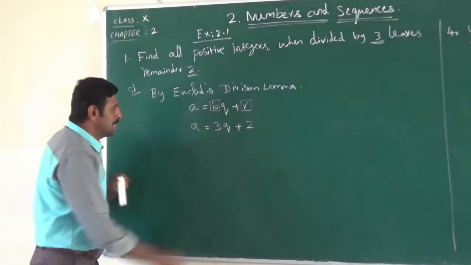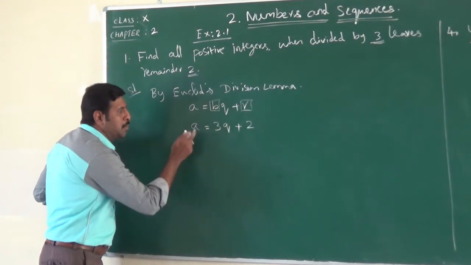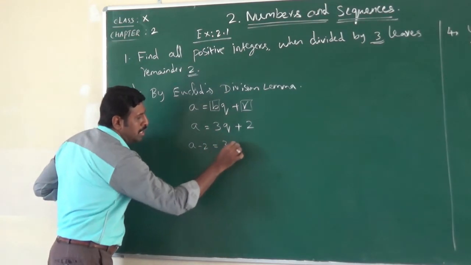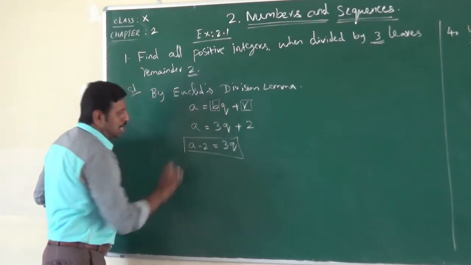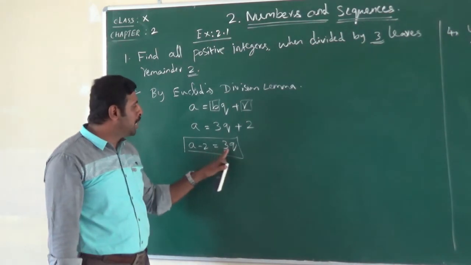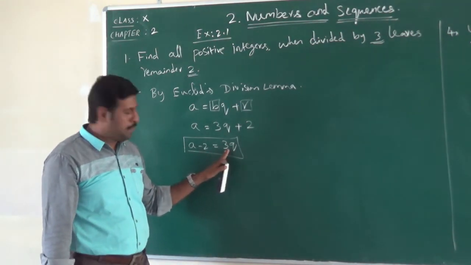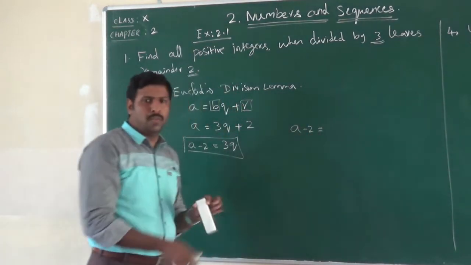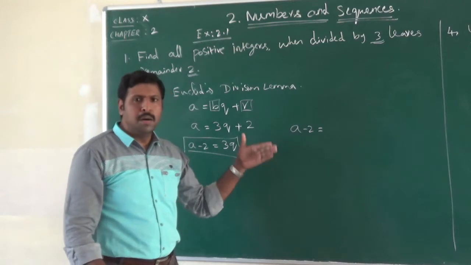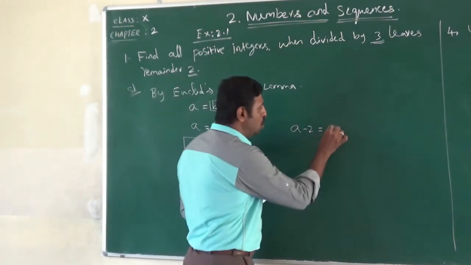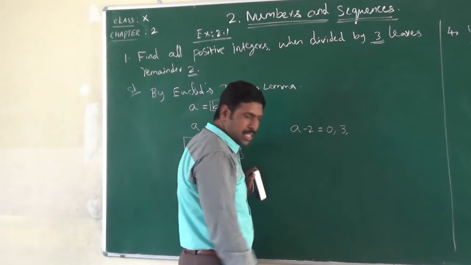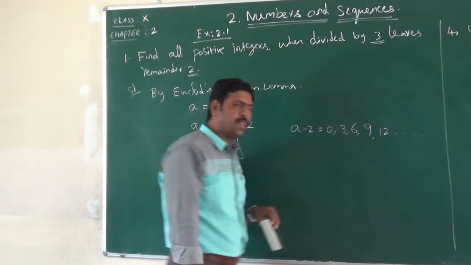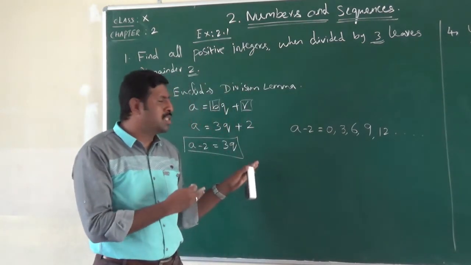Here I take the terms. We want to find what the positive integer A is. See, A minus 2 is equal to 3Q. See, the term A minus 2 should be divided by 3. That is the actual meaning, right? So here A minus 2, I take the multiple of 3. A minus 2 is a multiple of 3 means first we take 0 and then multiples of 3 are 3, 6, 9, 12 and it goes on. Now here we can find out what the A value is.